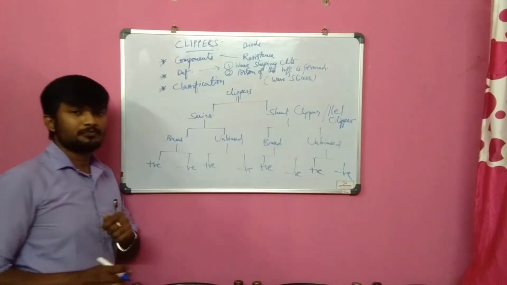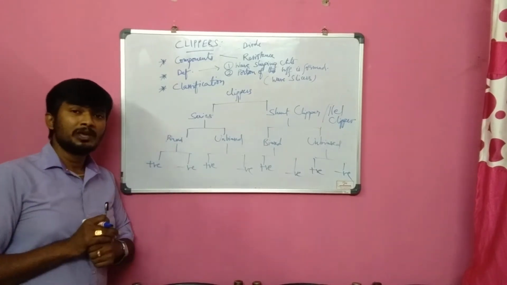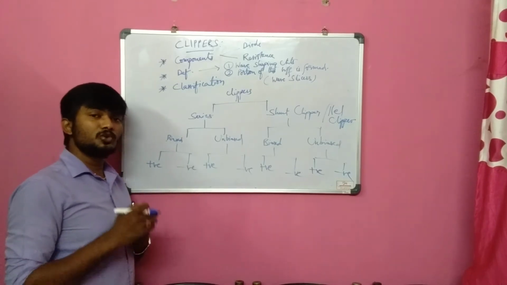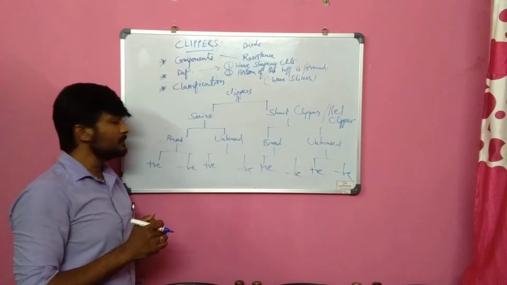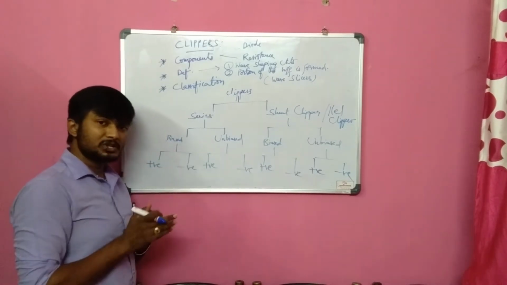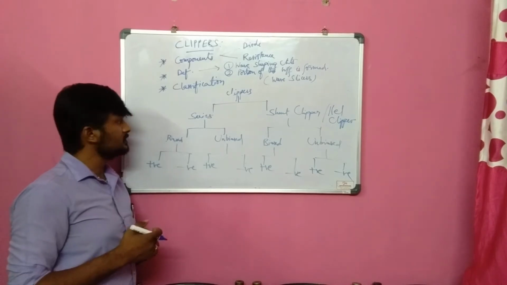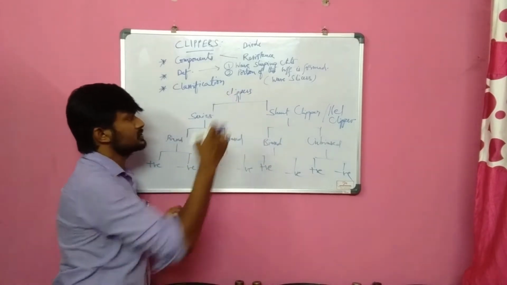Coming to biased. What are biased clippers? A biased clipper means that if an external DC battery is present in the circuit, then those clippers are called biased clippers. So there can be a biased series clipper, and at the same time a biased shunt clipper also.